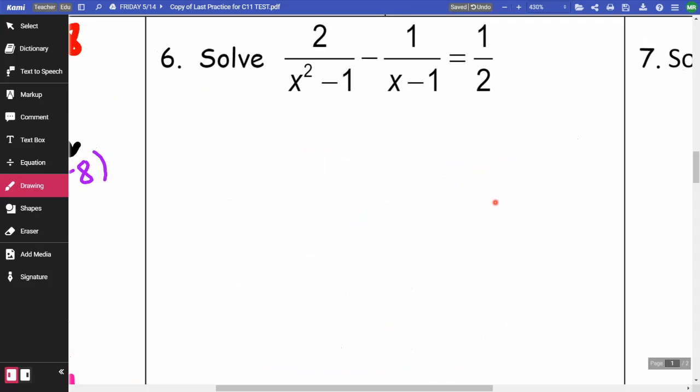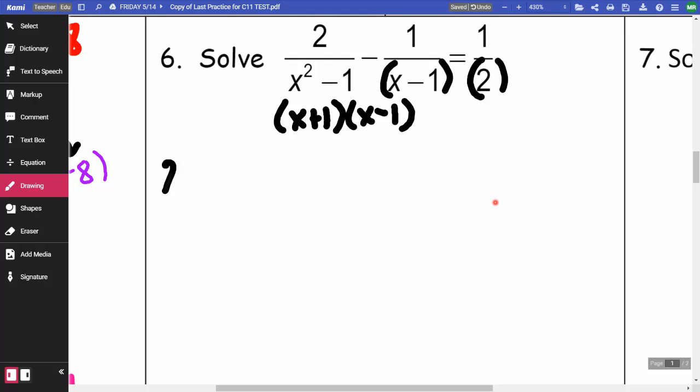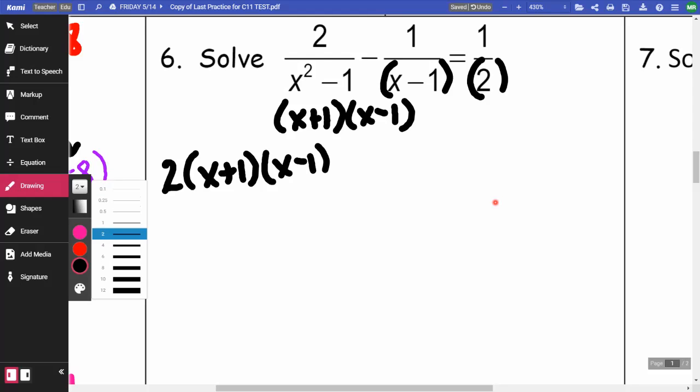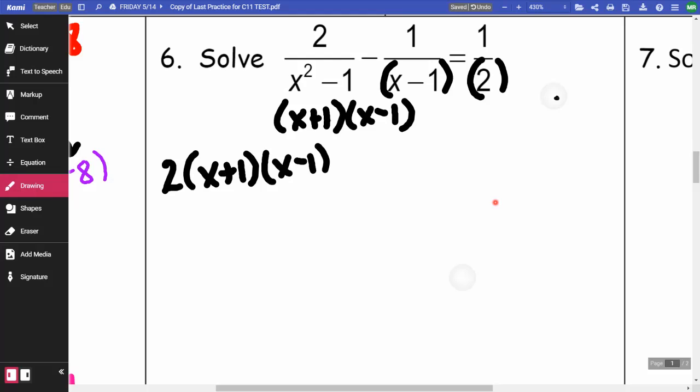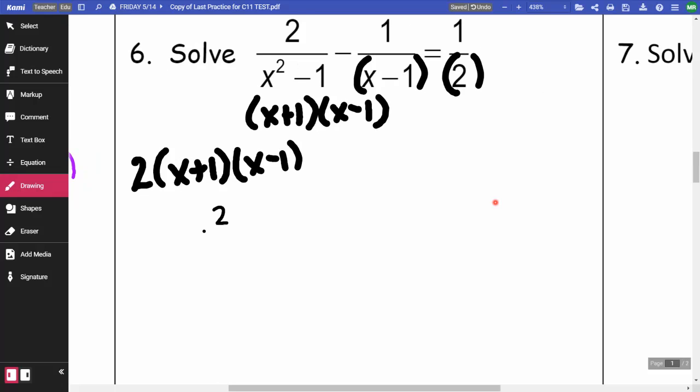Similar idea on number 6. This time though, I need a factor first. This is going to be an x plus 1 times an x minus 1. That's what is called a difference of two squares. And then here I have my x minus 1 and here I have my 2. So I'm going to multiply by 2 and by x plus 1 times x minus 1. That's going to get rid of everything. So I'm going to have 2 over x plus 1 times x minus 1.